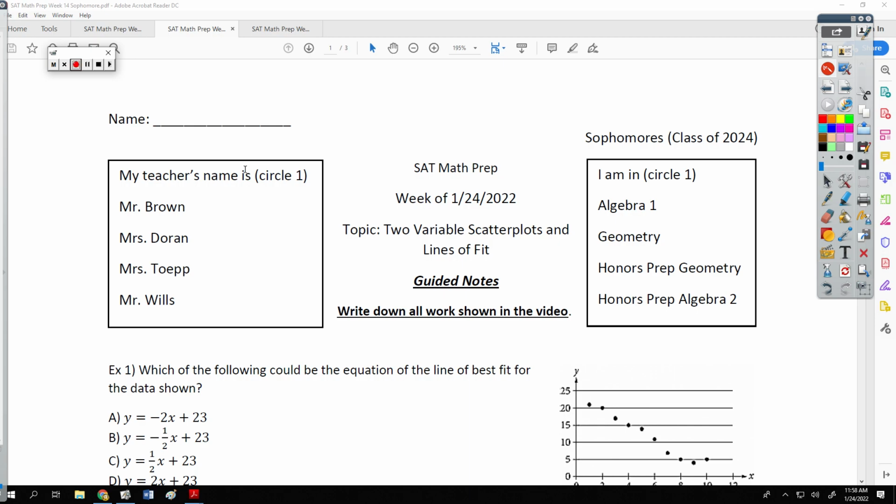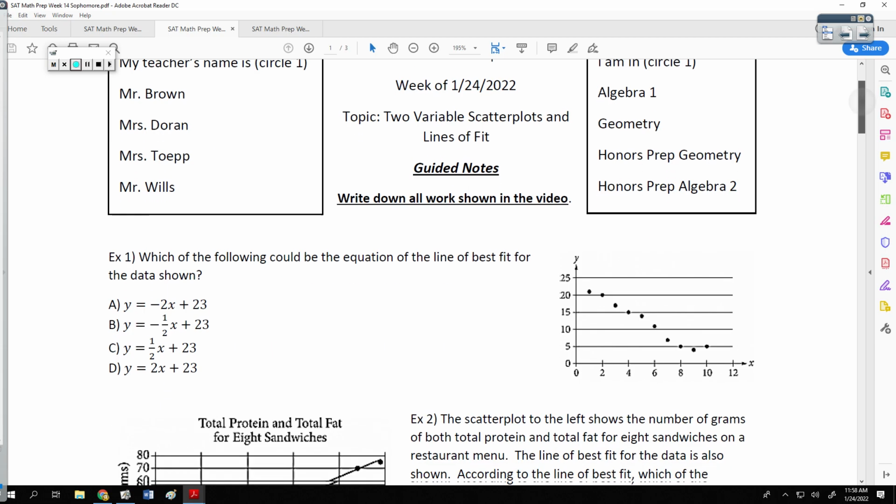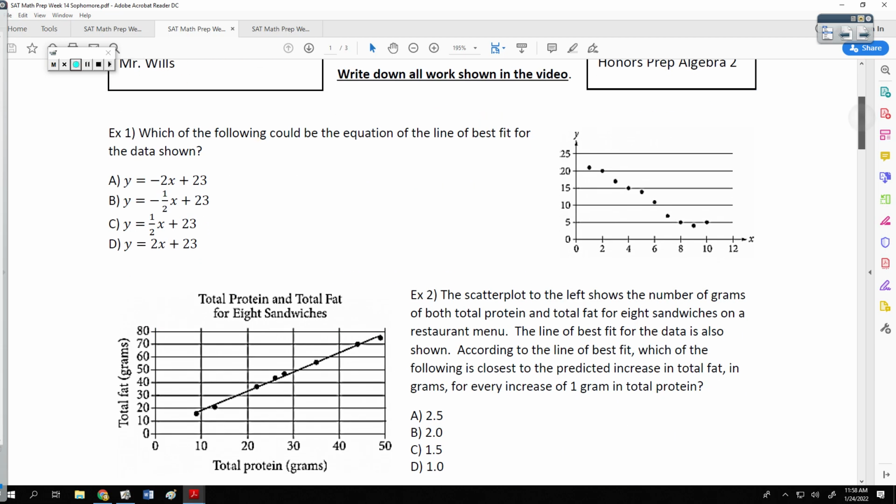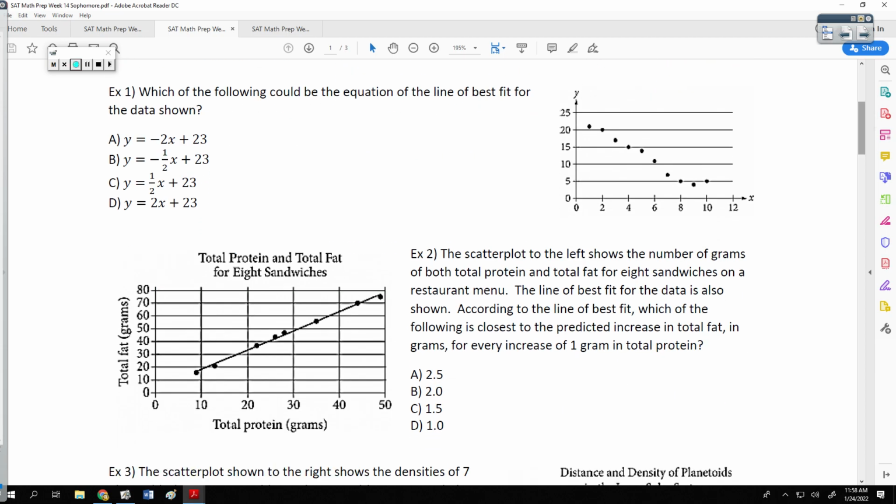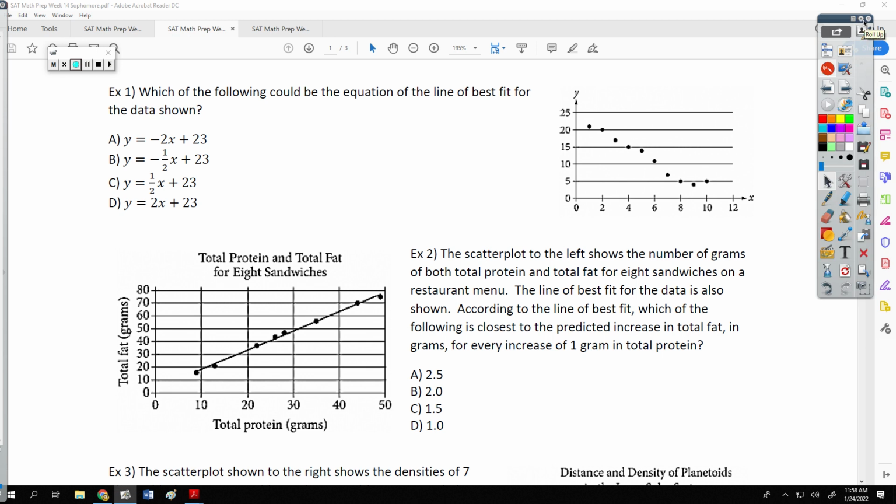Please make sure that your first and last name appears on the name line and that you've circled your teacher's name and your class names. Remember that if you have more than one, you are welcome to circle more than one. Please make sure as we go through these guided examples that you are taking notes, that you're writing down everything that I show you in the video, as these things will come in handy when you're working the skill check on your own. So, example 1.